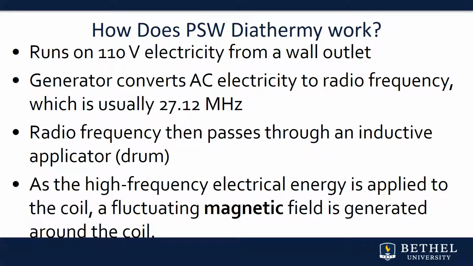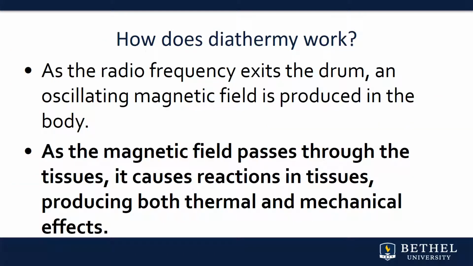How does shortwave diathermy work? It runs on 110-volt electricity from the wall outlet. A generator converts the AC electricity to a radio frequency, which is usually 27.12 megahertz. The radio frequency passes through an inductive drum, which we've seen the picture of. As the high-frequency electrical energy is applied to the coil, a fluctuating magnetic field is generated around that coil. So now we have this field of magnetic energy that we can put a tissue or body part in.